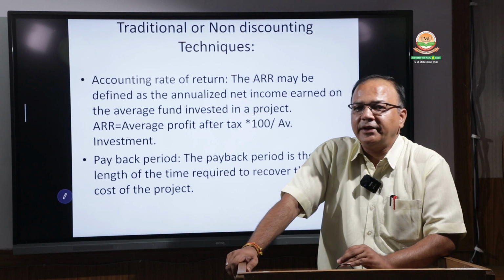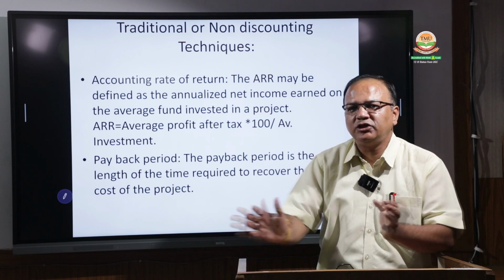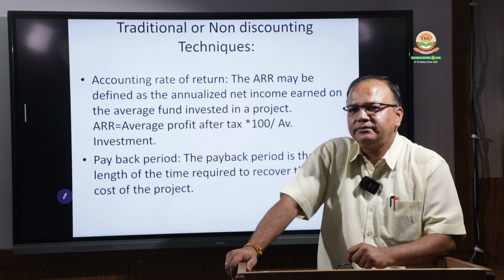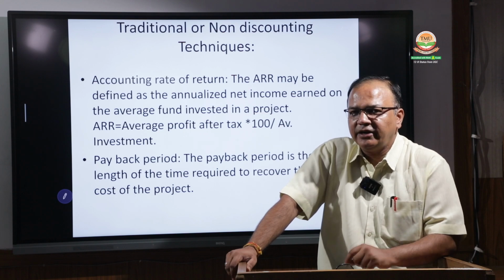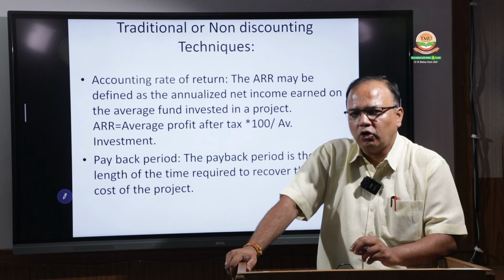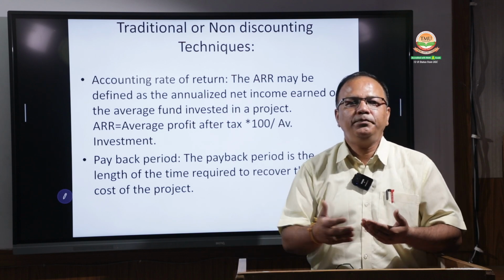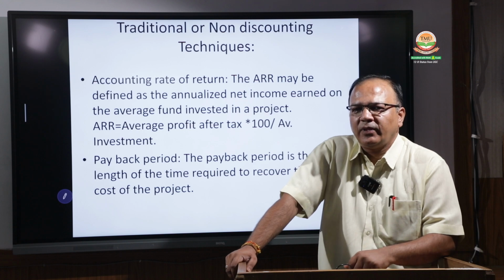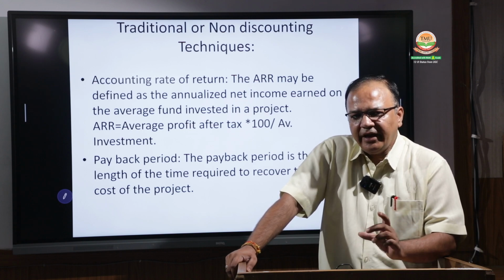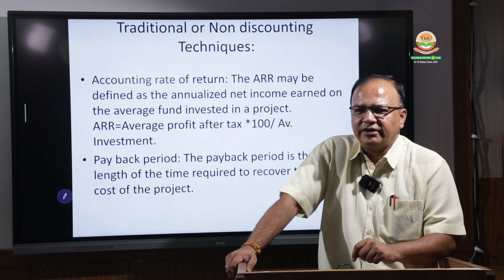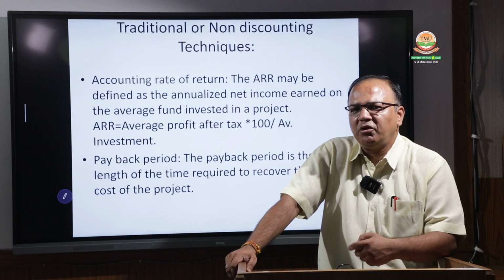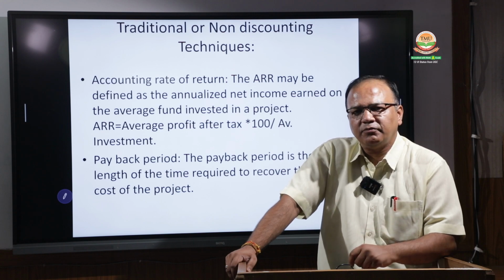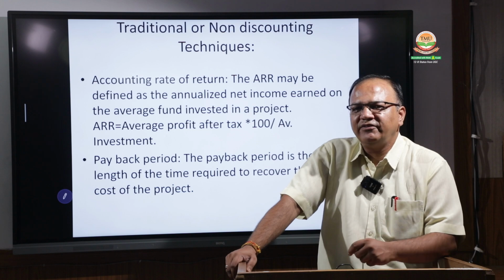Second one is the payback period. As we have discussed, this is the length of time. Now, project 1, which was giving the return of 20%, was requiring 5 years to recover the cost of the project. Now, suppose you have 3 to 4 different options before you. Project number 1 is having the payback period of 5 years. Project number 2 is having payback period of 4.5 years. Project number 3 is having 4 years. Project 4 is having 3.5 and project 5 is having 3 years.